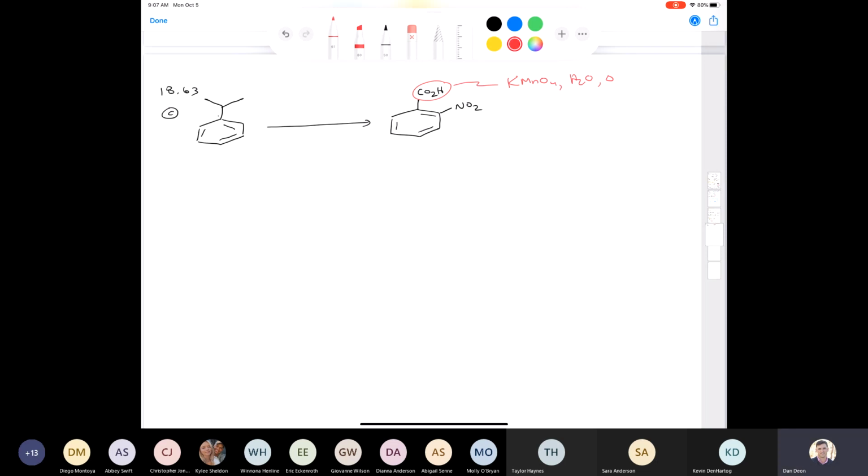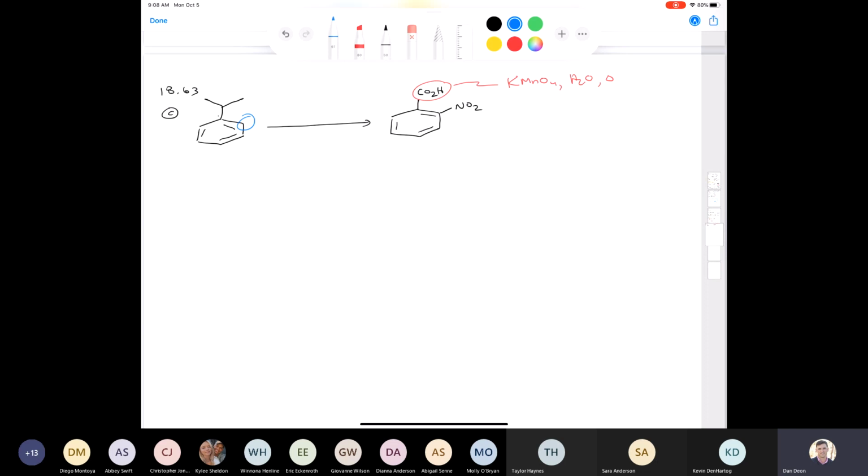Now, we could do the benzylic oxidation last. There's no problem with that. But how would I install a nitro group here, ortho to this isopropyl group? Does anybody have a strategy that they might employ for this one? Where we might start? Eric, I typed your answer in the chat.